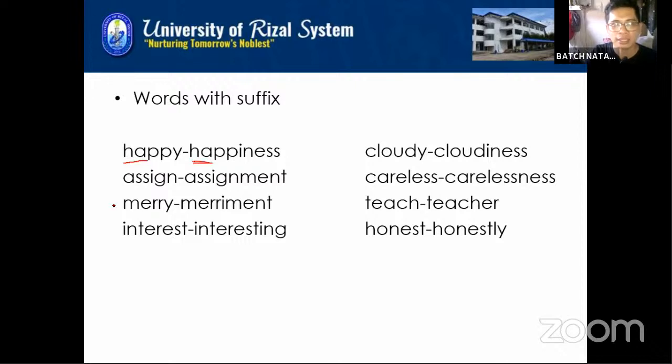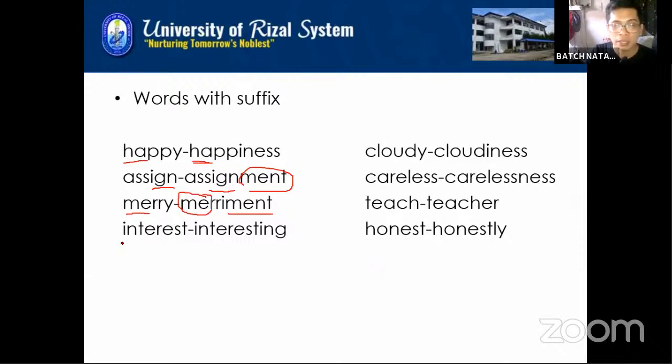Okay, the same stress. Then assign. So the stress falls on sign. If you're going to add the suffix ment on this word, the stress is retained. So we say assign, assignment. Marry. The stress falls on the first syllable, marry. Then we say merriment. Although we add the suffix ment here, the stress still falls on the first syllable, marry, merriment.